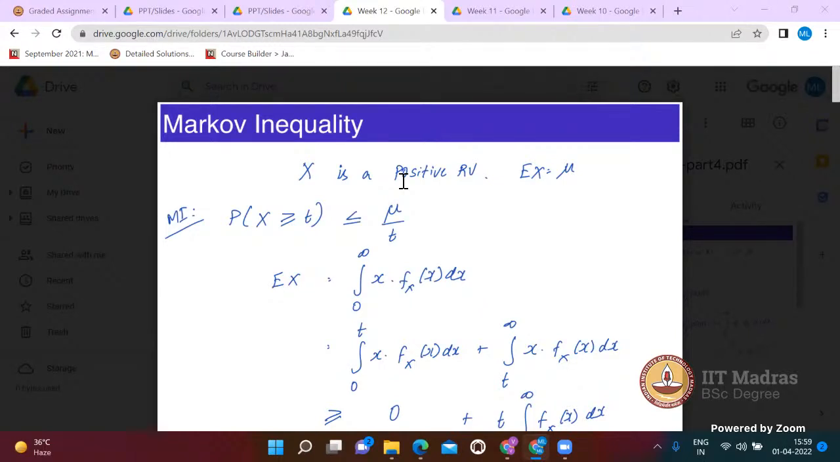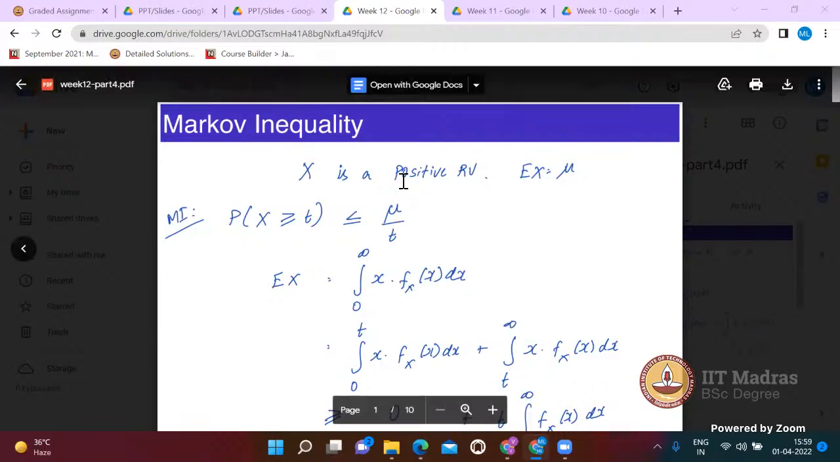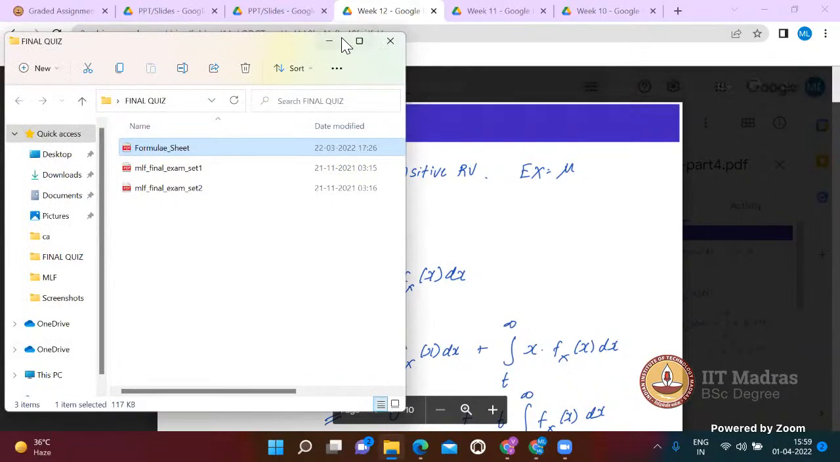Okay. And sir, one last question: the formula sheet, like we used to get for stats 2, will we get it for the MLF as well? Yeah, I told you this so many times. It will be there. In the starting of the questions, all these formulas will be there, that I showed you just now. This formula set will be there.